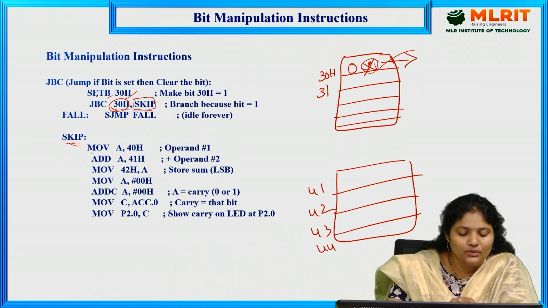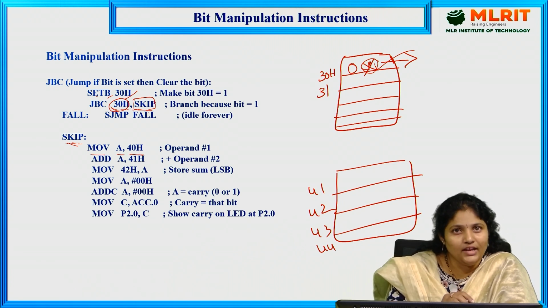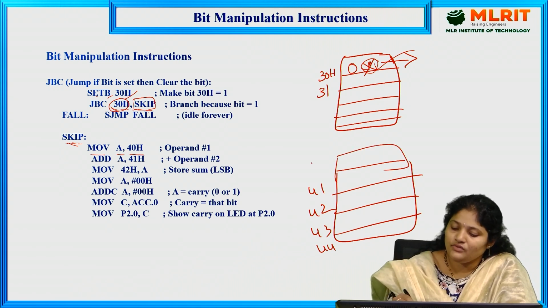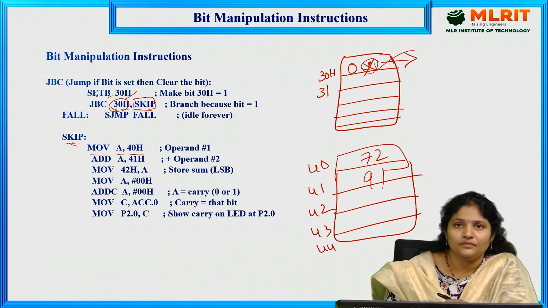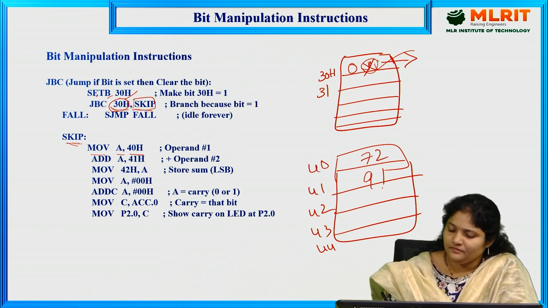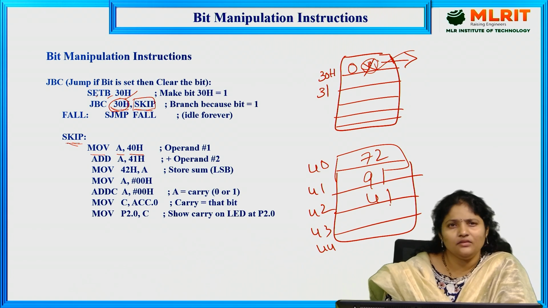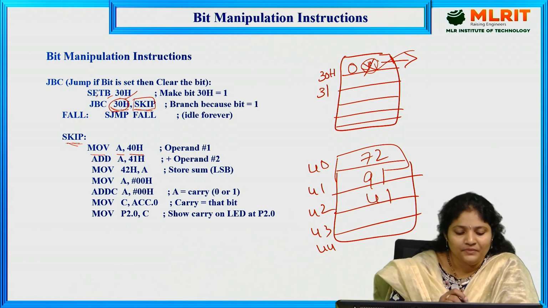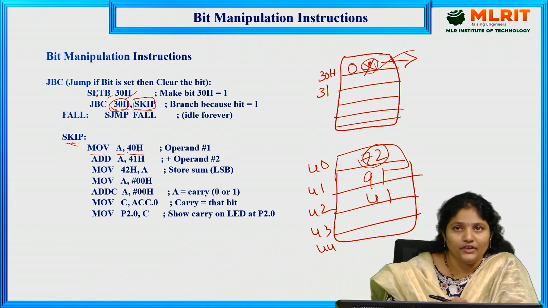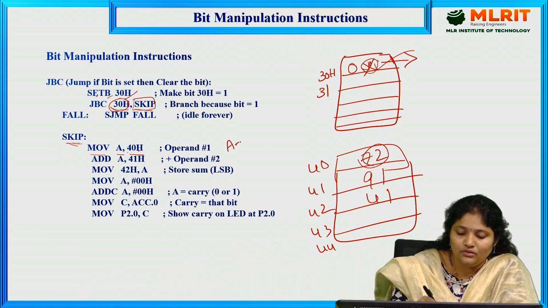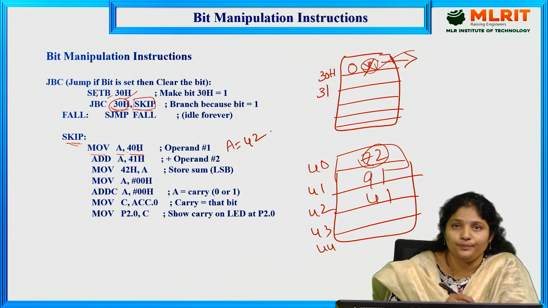So here what we have written, MOV A, 40H. So again, 40H is the location of the memory. So if 40H is holding some data like 72, and 41H holds 91, memory will have some data, right? So in the 40H location, what is the data? In 40H, 72 is there. It will load into A, so A equals 72.